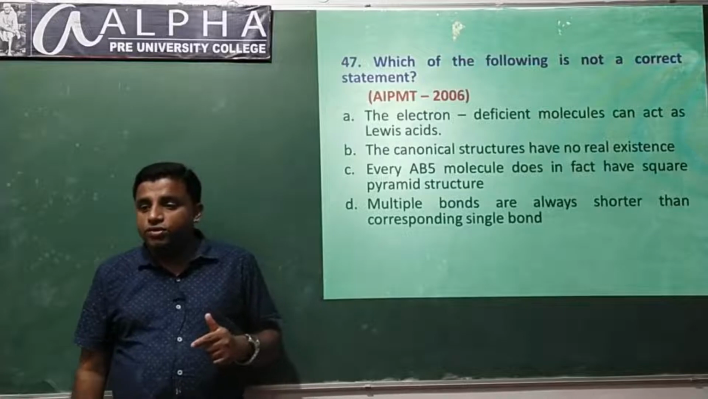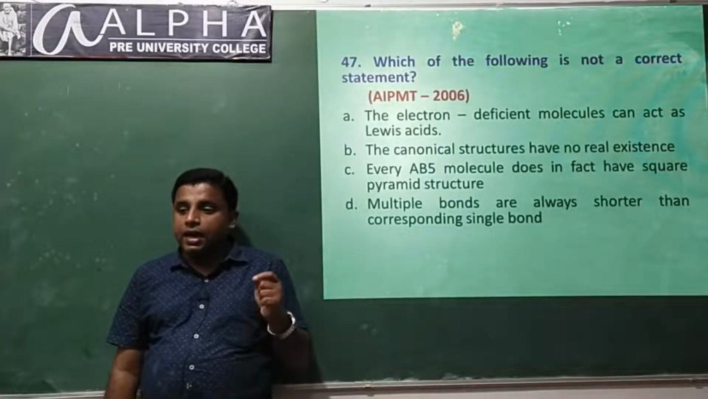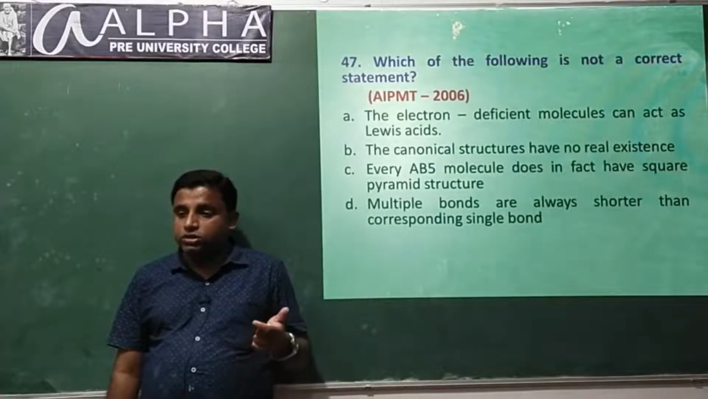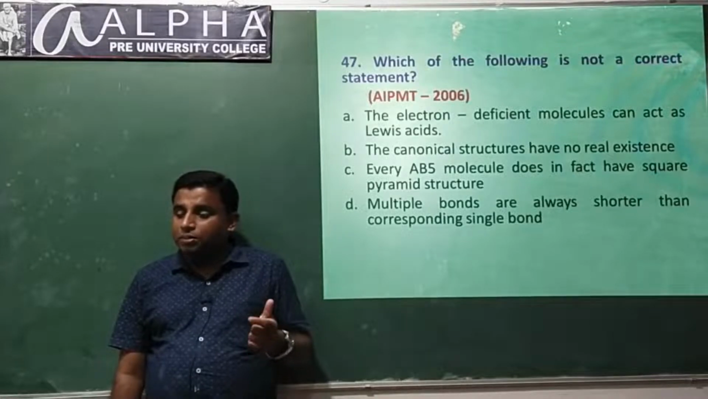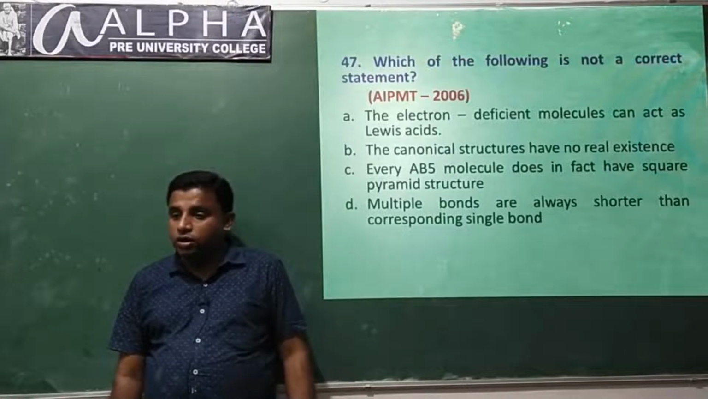So which of the following is not a correct statement? Option A says electron deficient molecules act as Lewis acids. The canonical structures have no real existence. Every AB5 molecule does in fact have square pyramidal structure. Multiple bonds are always shorter than a corresponding single bond.